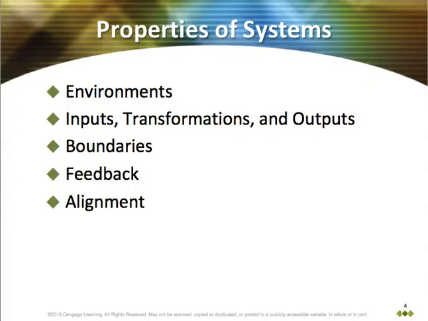Boundaries help to distinguish between organizational systems and their environments because they establish the limits of the system. The boundaries can be defined as physical locations as well as managerial, technical, and social purposes. Feedback is information regarding the actual performance or the outputs of the system. Alignment describes how well the system's different parts and elements align with each other to influence effectiveness.